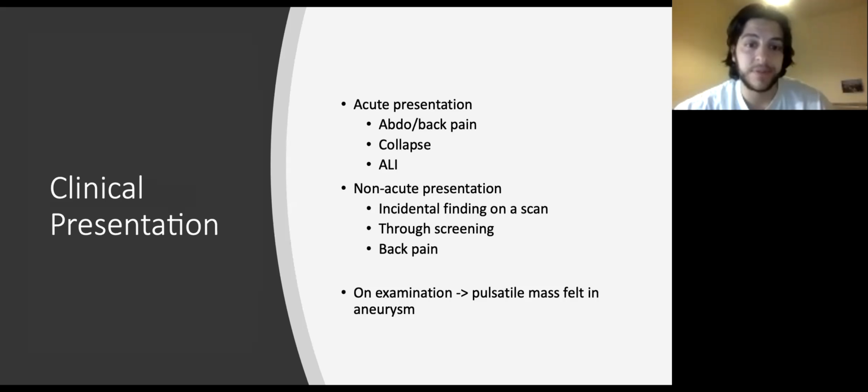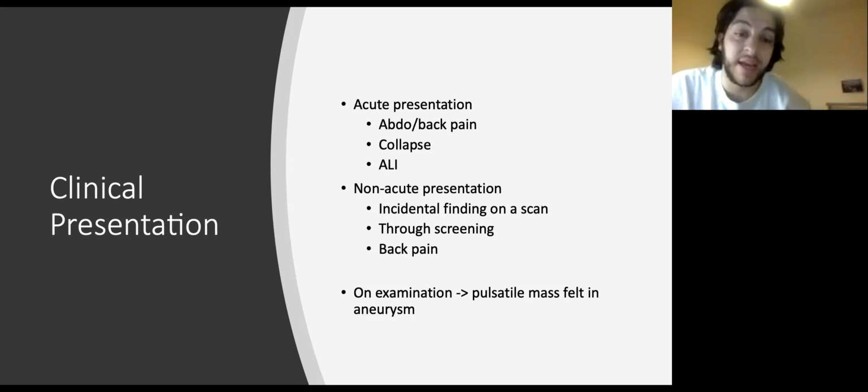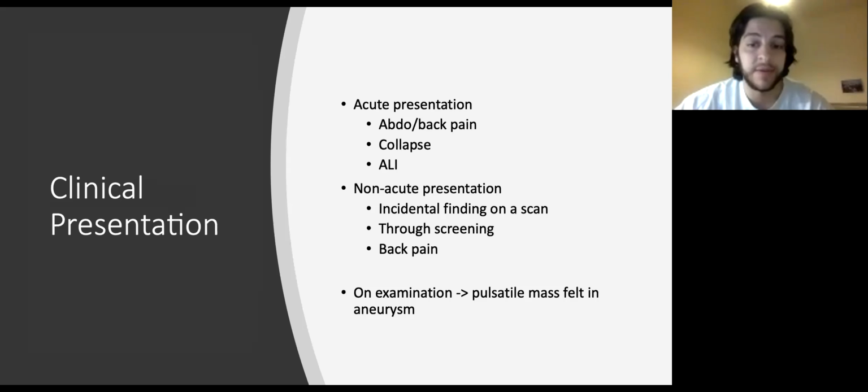How does it present? There are two different kinds of presentation. There's the acute presentation. You'll typically get sudden onset, severe abdominal pain or back pain. You can get collapse and hemodynamic instability. And ALI, acute limb ischemia, which we'll get onto later in this talk, may occur because the aneurysm can spit out emboli from the atherosclerosis down to the lower vessels of the leg and cause limb ischemia.